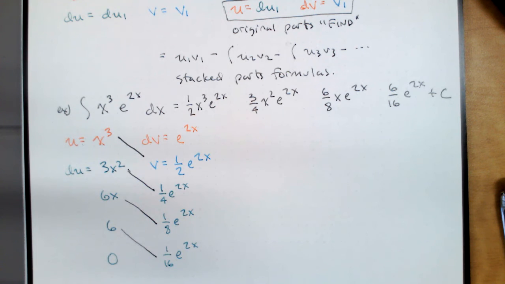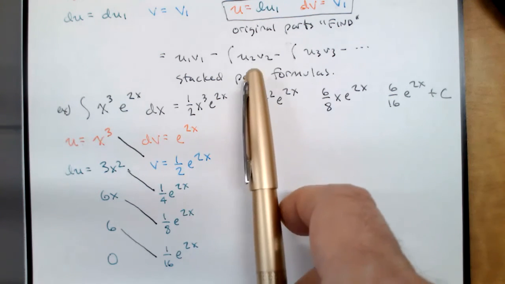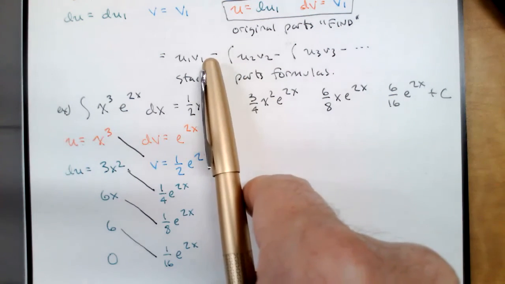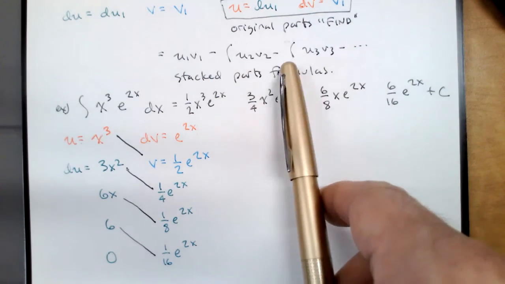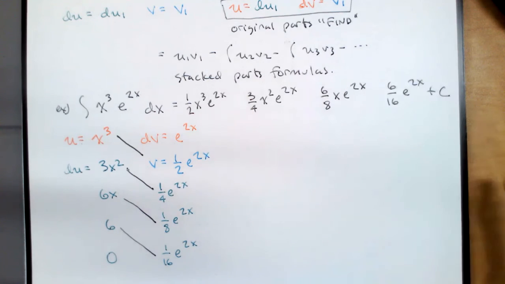So when we stack parts formulas, we're alternating subtracting and adding. Because notice that U2 V2 is behind 1 subtraction, but U3 V3 is behind 2. U4 V4 will be behind 3. We're stacking all these negatives. So once you get through the process and start learning it, you'll say, wait a second, why am I alternating, keep the sign, change the sign, keep the sign, change the sign? And it's going to come back to stacked parts formulas.